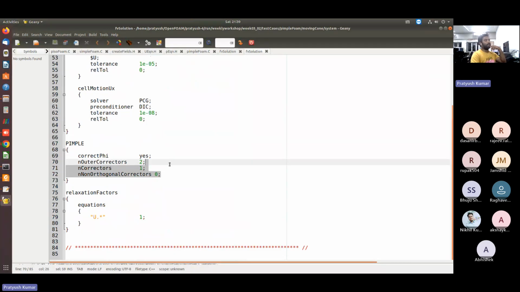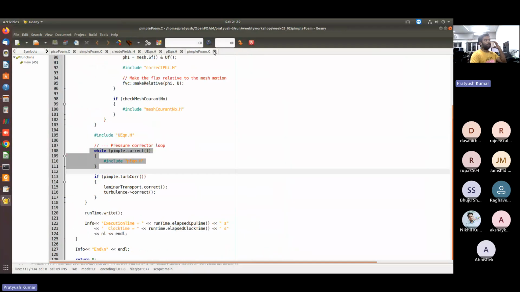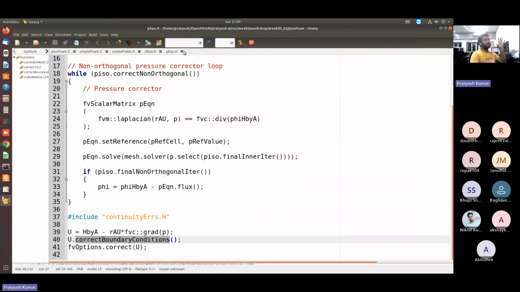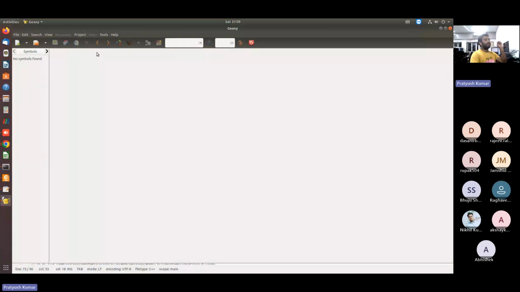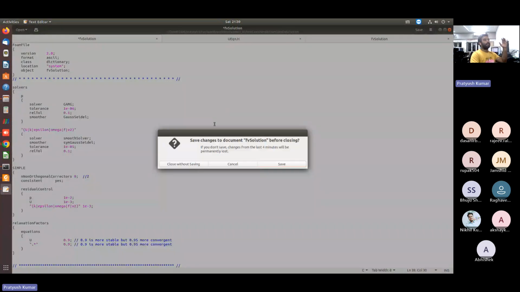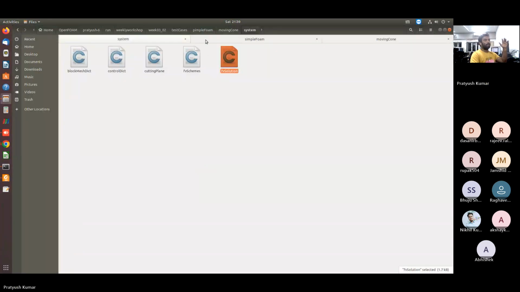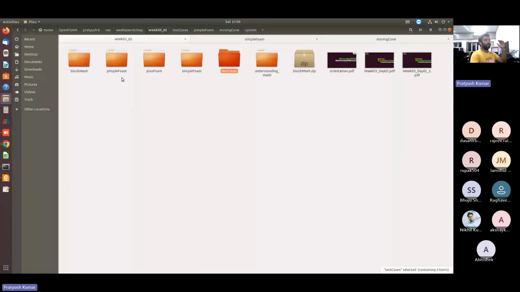Again here you can specify the non-orthogonal correctors, and this nCorrectors is related to PISO. Okay, so now I think you have some idea about how these different algorithms work. At this level you can go through the solvers and see what the different terms are doing here.